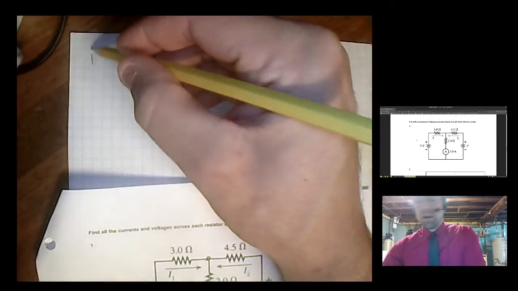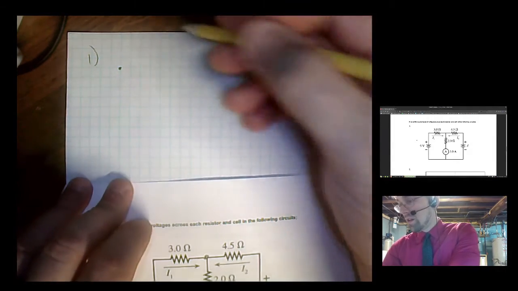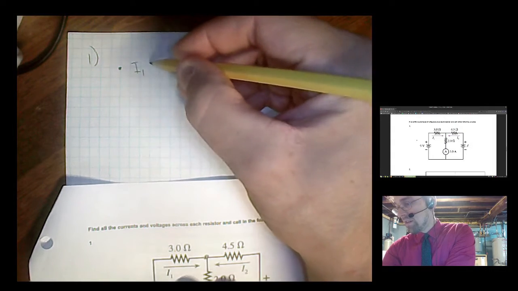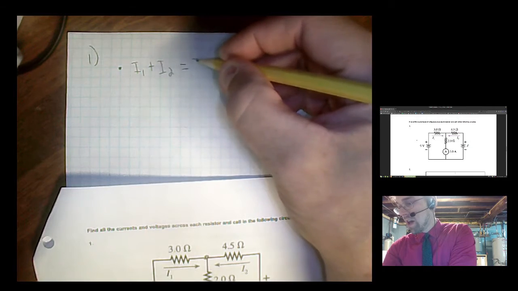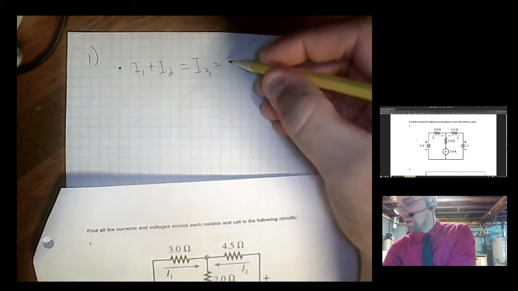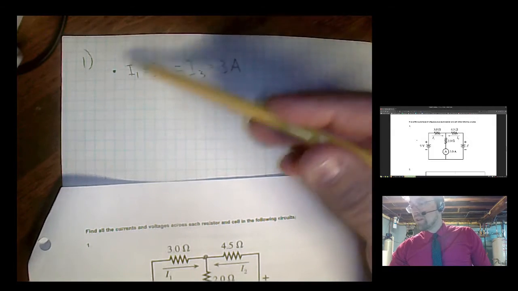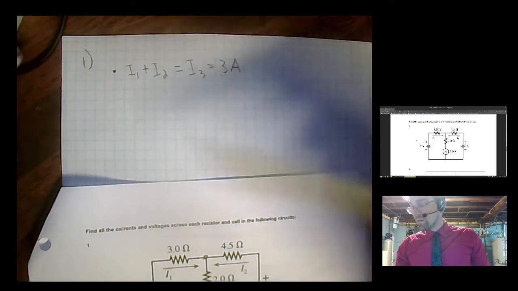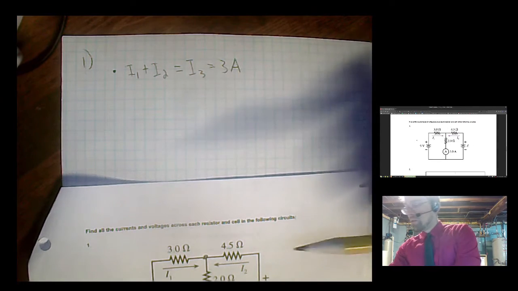So let's do a junction rule. On number one, I have the two currents that are going in, I1 plus I2, equal the current that leaves, I3, which we happen to know is 3 amps. That's Kirchhoff's junction rule: the currents moving into a junction equal all the currents leaving a junction. We have two unknowns here, so we need at least one more equation, and then we'll be able to solve.